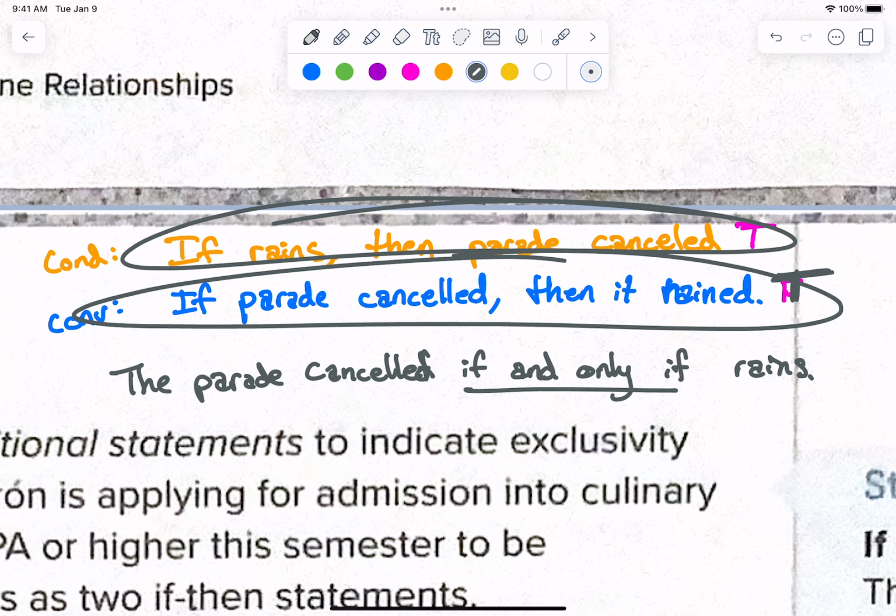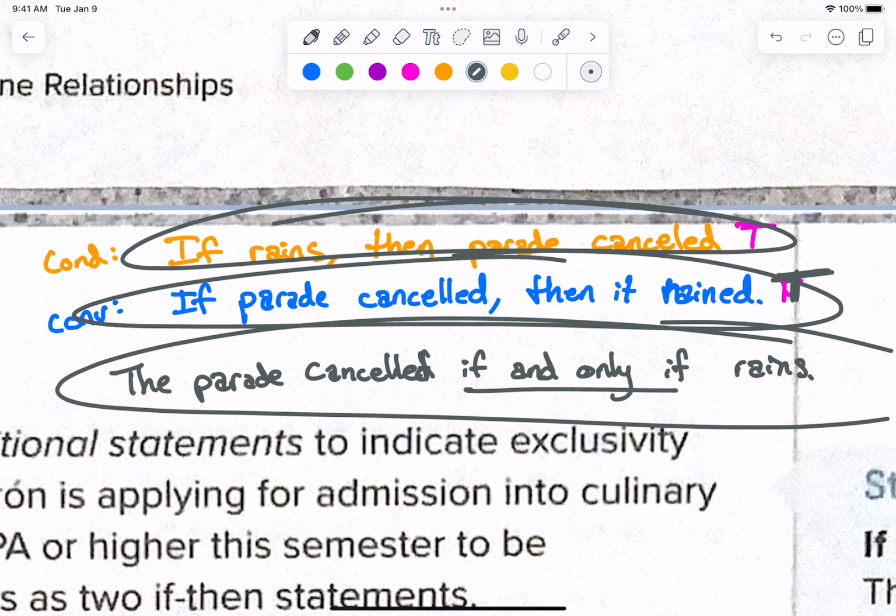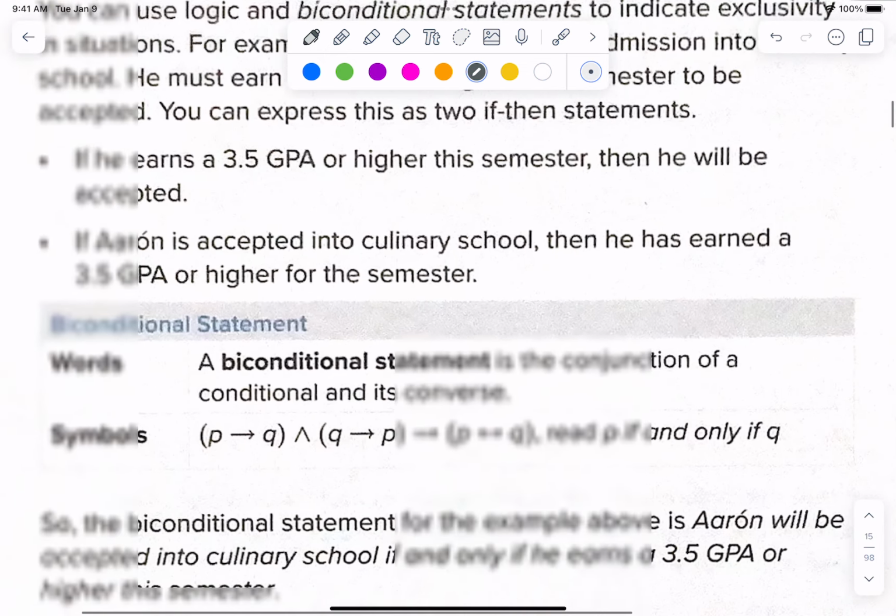That means only if it rains is the parade canceled. Right? The parade will be canceled if it rains. If it rains, the parade is canceled. It works both directions, right? So if both statements are true, I can write it as what's called a biconditional, where you have if and only if in the middle. Got it? All right, let's do one of these.